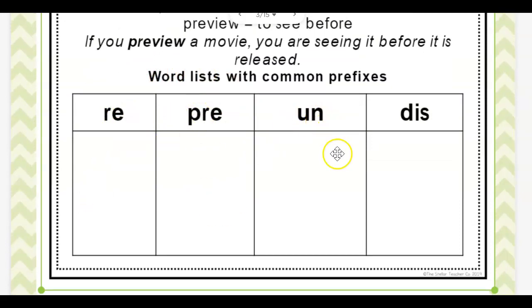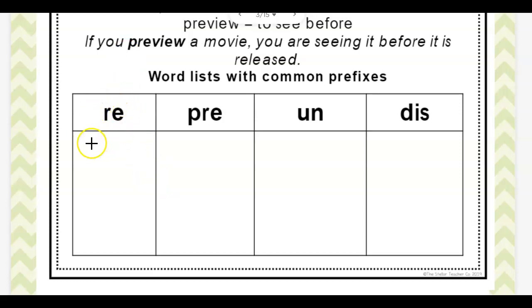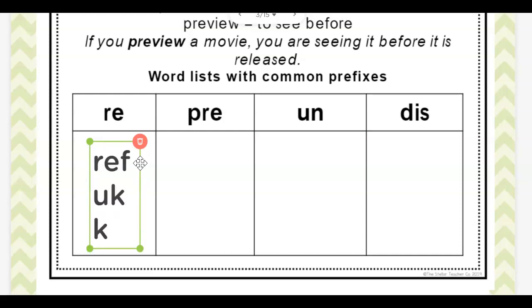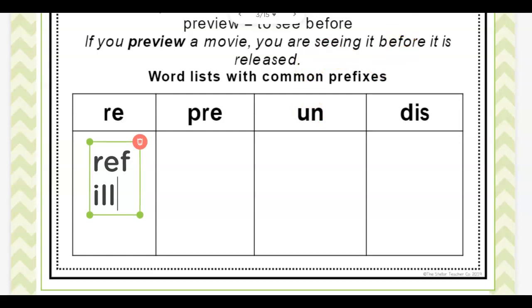So we're going to be writing some words that have these prefixes in them, and you will be adding one to each category. Now remember, re means to do again. Pre means before. Un means to not. And dis means no or not. So let's say I want to find a word that would let me fill my water bottle again. Well, this one means again. And I can attach that to fill. Refill. Go ahead and type that out. That means to fill again.